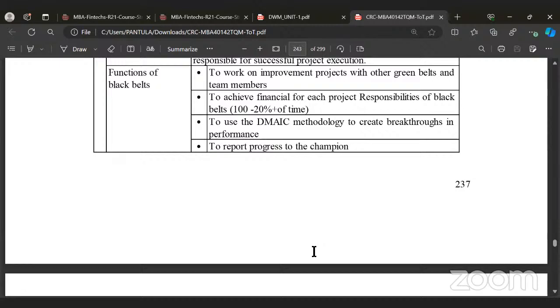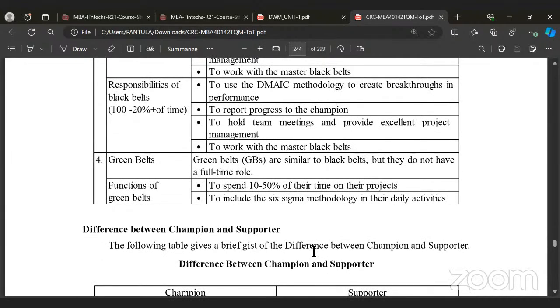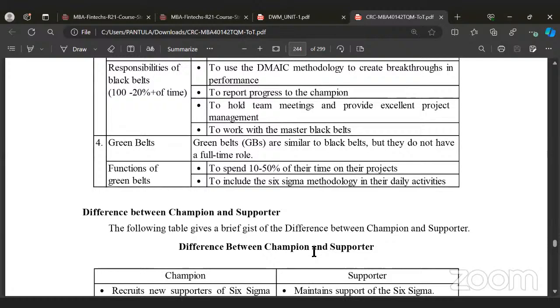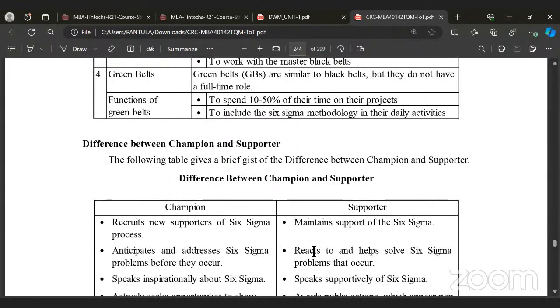Use DMAIC methodology to create breakthroughs in performance, report progress to the champion, hold team meetings and provide excellent project management. Responsibility of black belt: use DMAIC methodology to create breakthroughs in performance, report progress to the champion, hold team meetings, and work with the master black belt. Next, green belt: similar to black belt, but not a full-time role, spending 10 to 15% of time on projects.